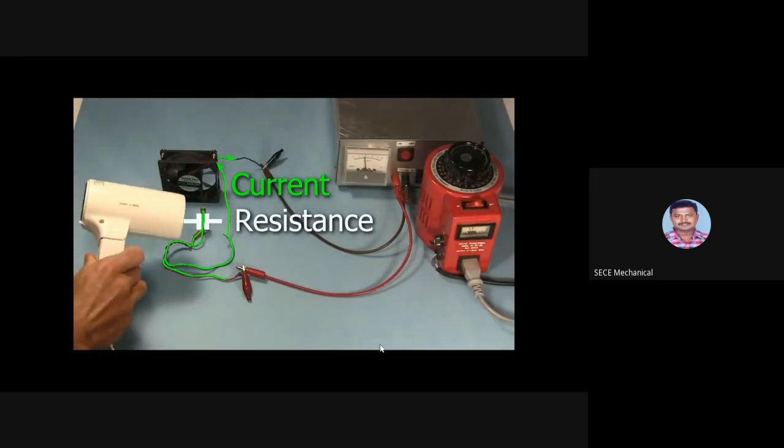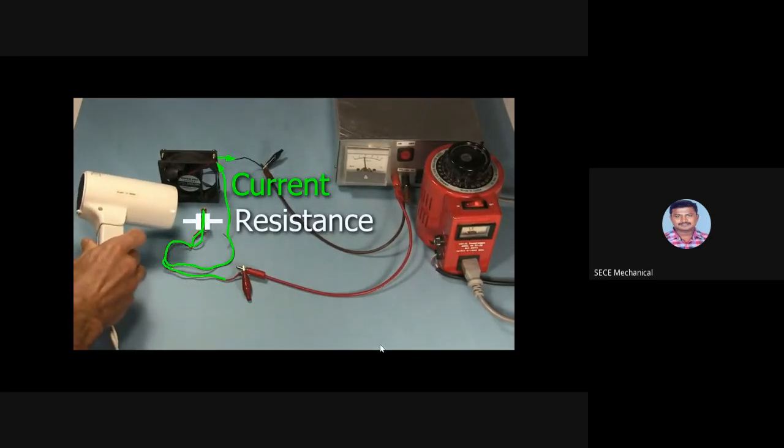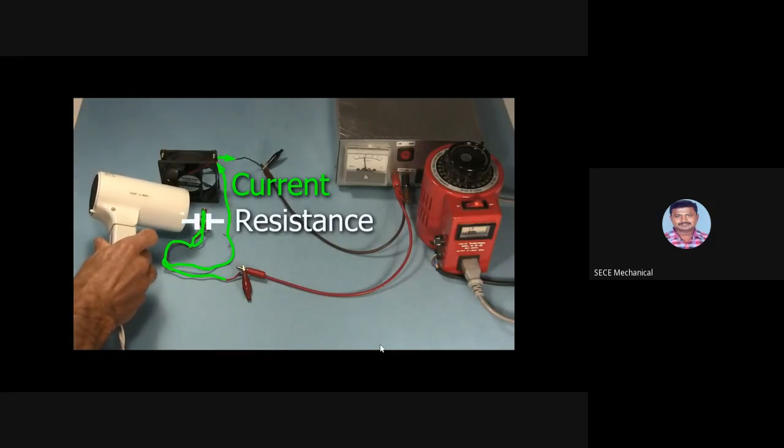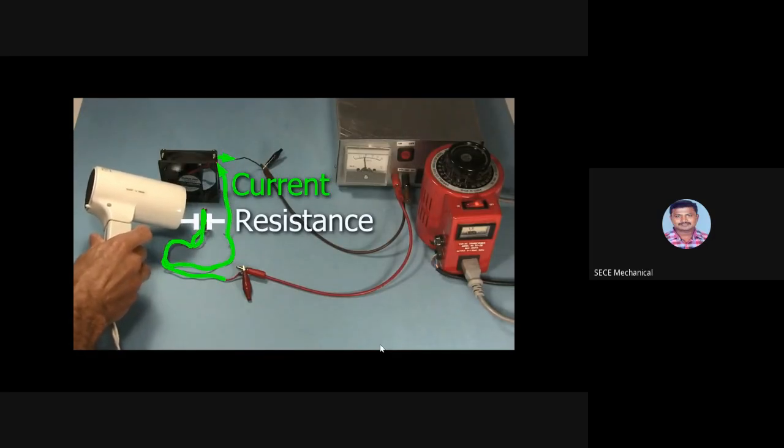Now I use this hair dryer to heat up the thermistor. That causes the thermistor's resistance to decrease. As it decreases, the current increases. And when the current's high enough, the fan starts spinning.